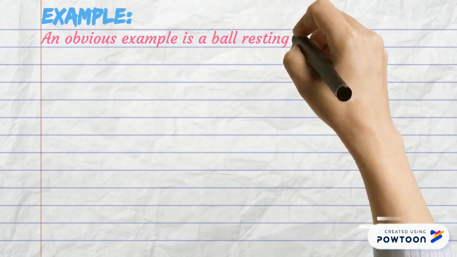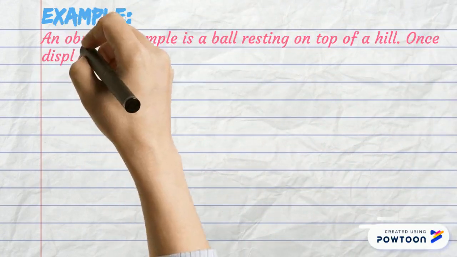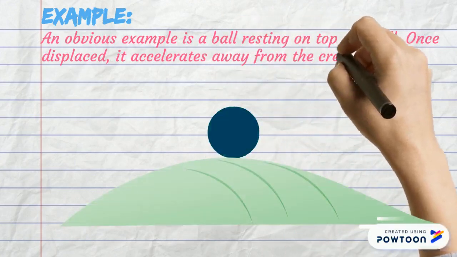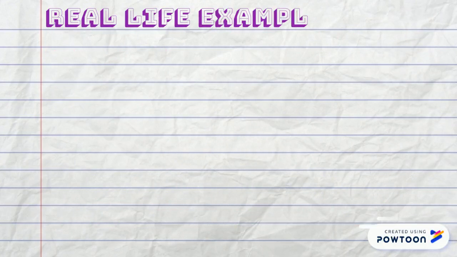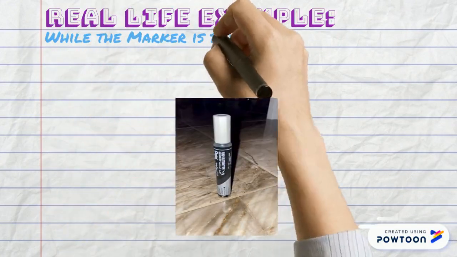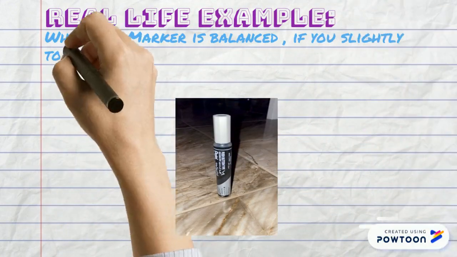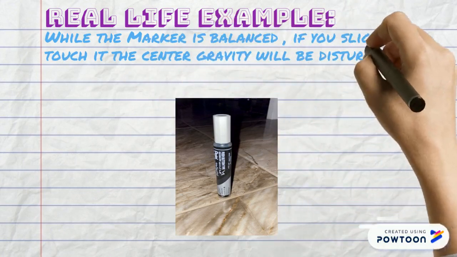What would be an example for an unstable equilibrium? An obvious example is a ball resting on top of a hill. Once displaced, it accelerates away from the crest. A real-life example of unstable equilibrium could be a marker. While the marker is balanced, if you slightly touch it, the center of gravity will be disturbed.